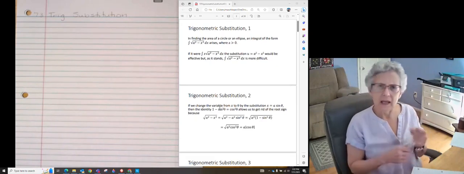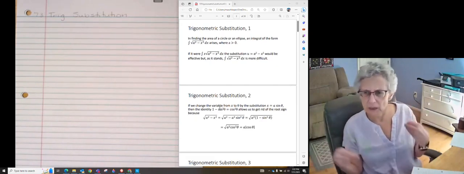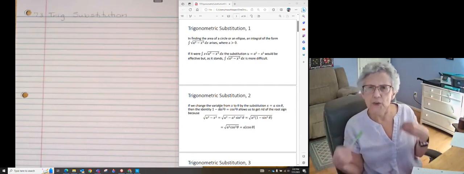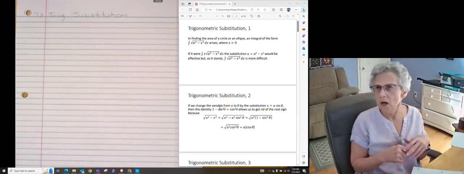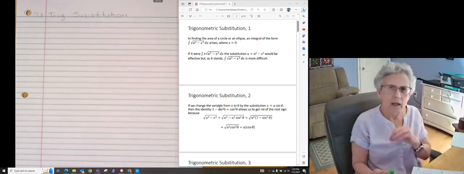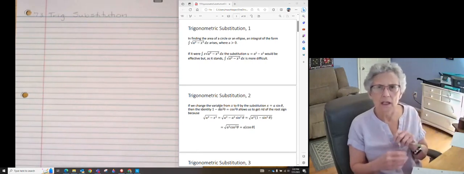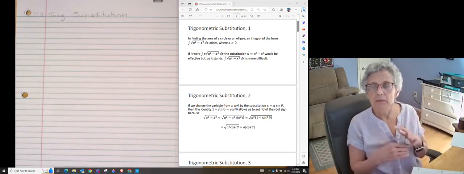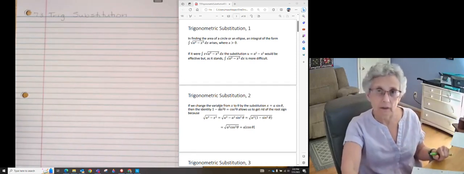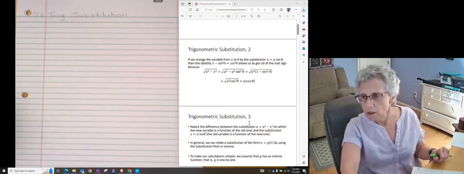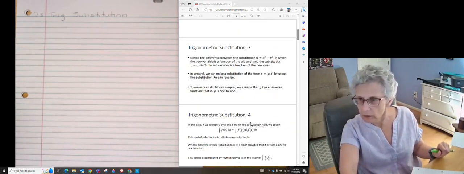But as it stands, it's a little more difficult. So what we do is we take advantage of the Pythagorean identities and do a different kind of substitution that relies on SOHCAHTOA and Pythagorean identities and ends up getting rid of that radical for us and allows us to have something that we can integrate.